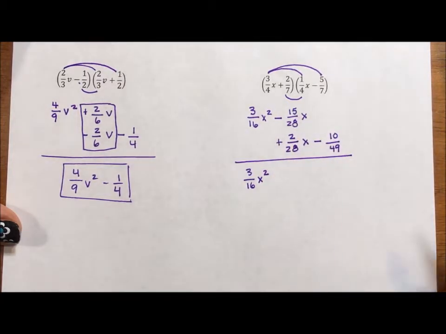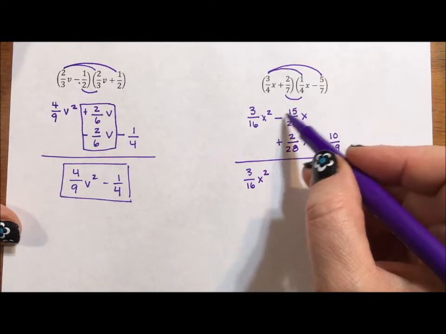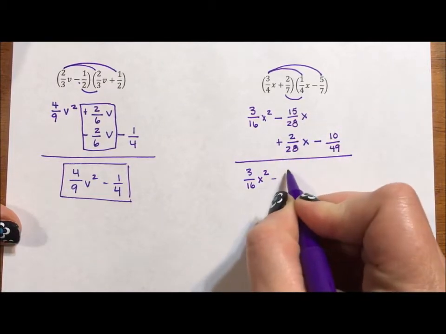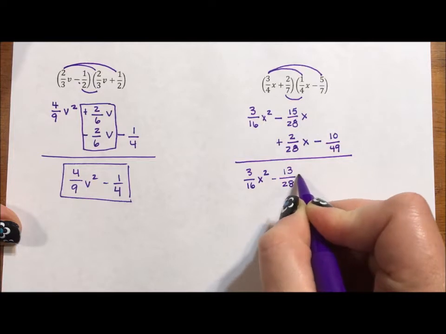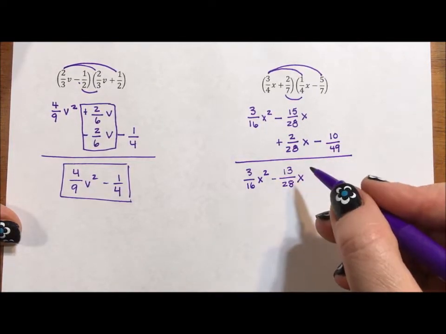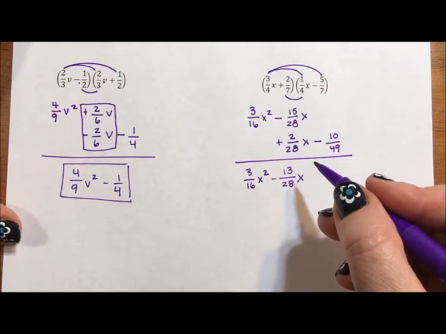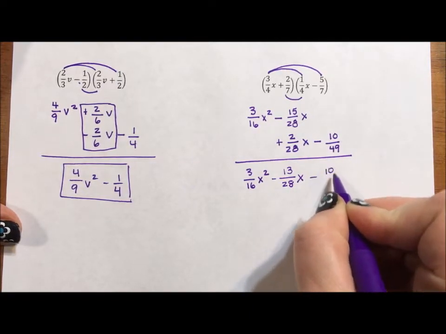So 15 is being divided by 28. 2 is being divided by 28. Negative 15 plus 2 is a negative 13. So instead we'll just do 13 divided by 28. I have a whole bunch of videos on adding and subtracting fractions, which I highly suggest watching if you are nervous around fractions. Minus 10 over 49.